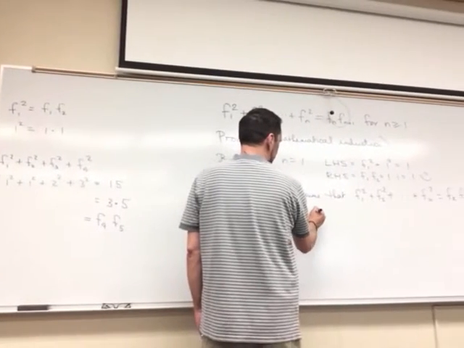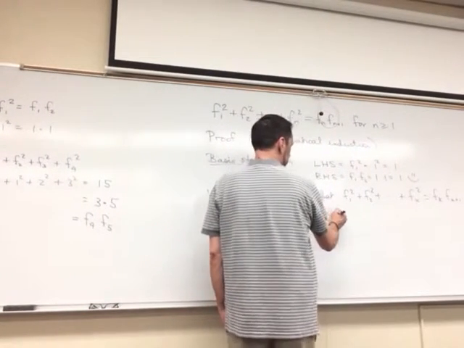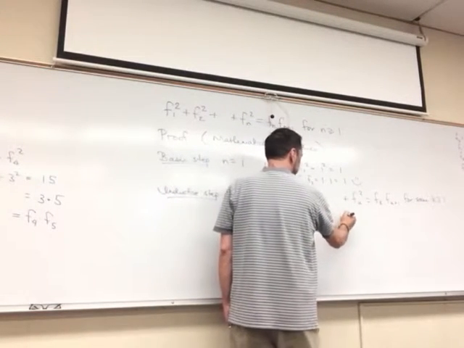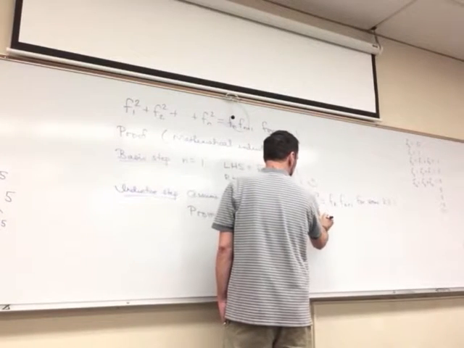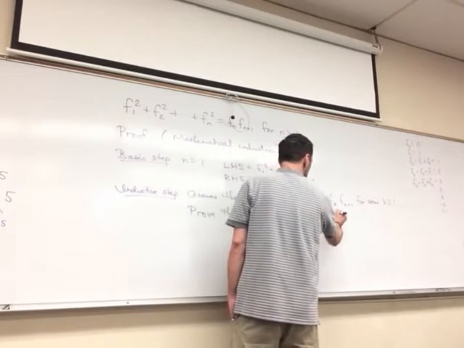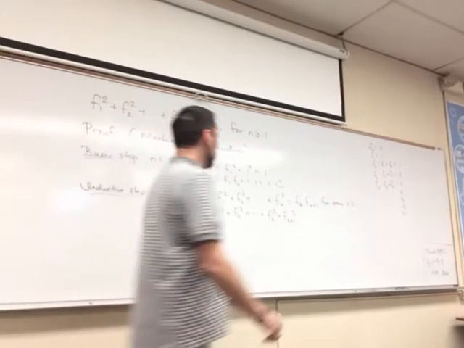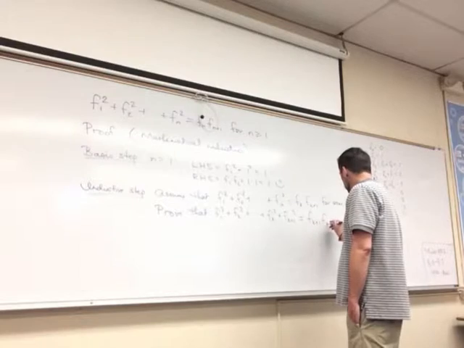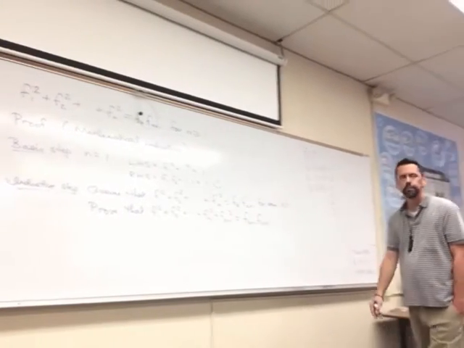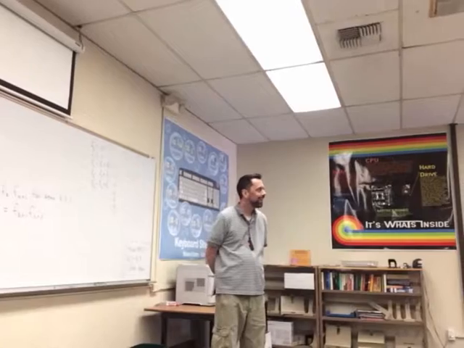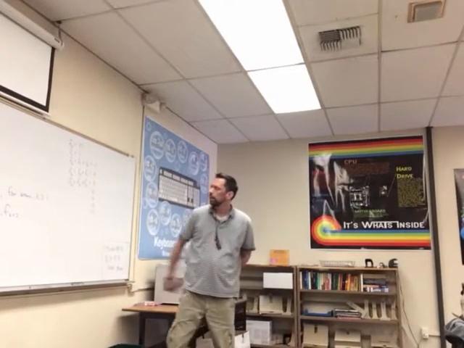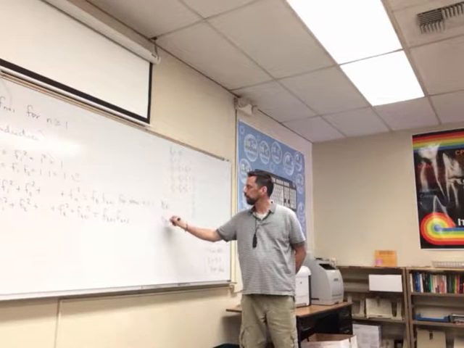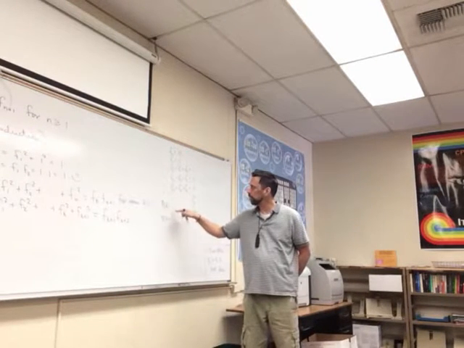We need to show that f sub 1 squared plus f sub 2 squared plus yada, yada, yada, f sub k squared up to f sub k plus 1 squared, we need to show that equals f sub k plus 1 times f sub k plus 2. All right? This up here is P of k. This down here is P of k plus 1. Show that this implies this.